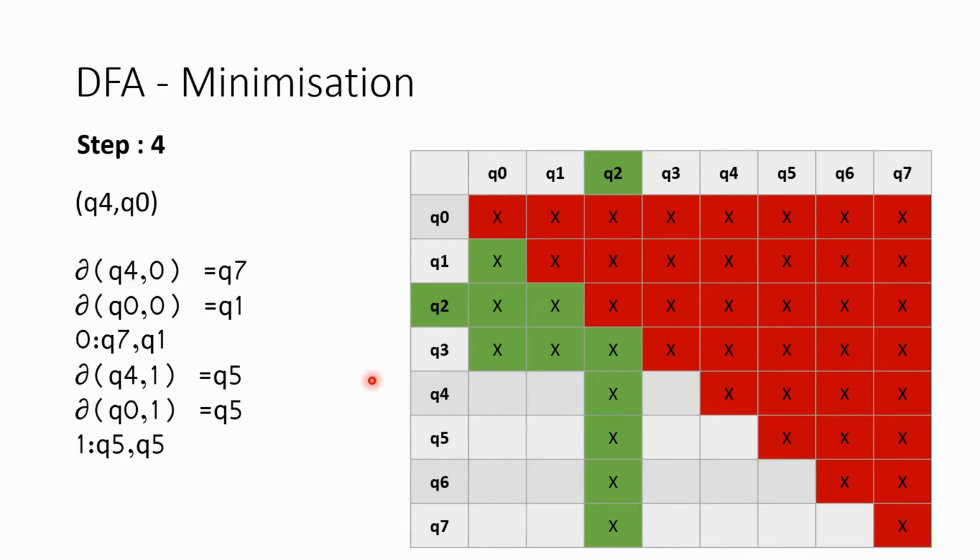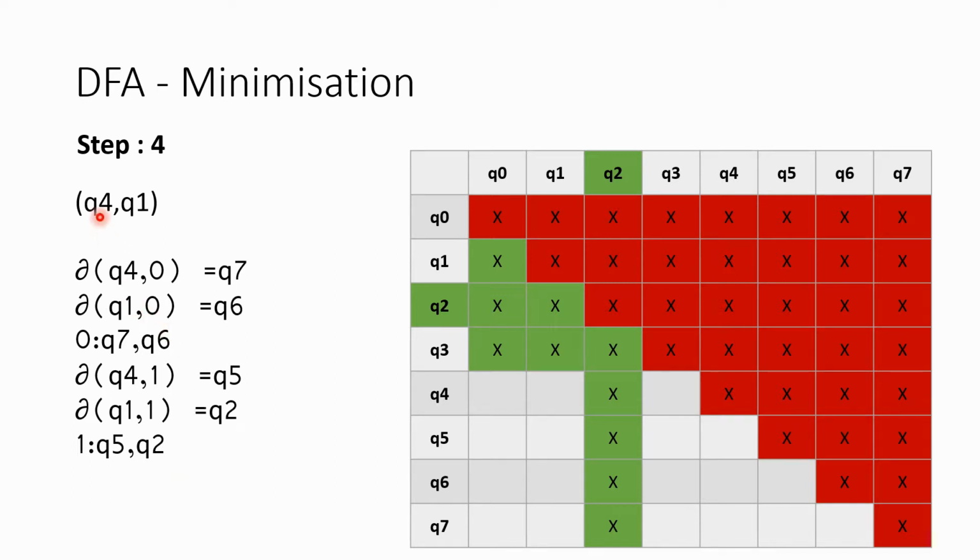The next tuple set which we are going to consider is Q4, Q0. Similarly, the transition functions for Q4 and Q0 are found for the values 0 and 1. For 0 we have Q7, Q1, and for 1 we have Q5, Q5. Q7, Q1 is still not marked, so we cannot make any assumptions from it. And Q5, Q5 is marked invalid, so we can't take it into any assumptions. So Q4, Q0 is left unmarked, and we are moving to the next tuple set, which is Q4, Q1.